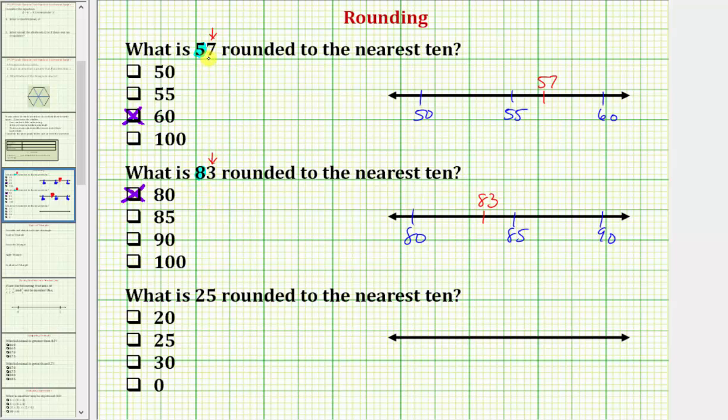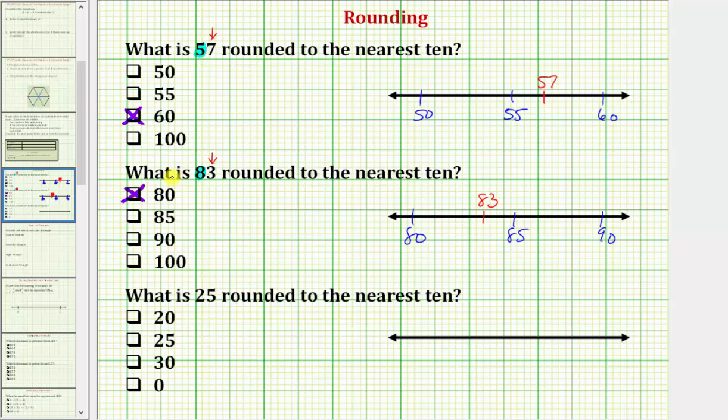So when rounding up, notice how we increased the tens place value by 1, and then made the ones place value 0, giving us 60. When rounding down, we did not increase the tens place value, but we still changed the ones place value to 0, in this case giving us 80.